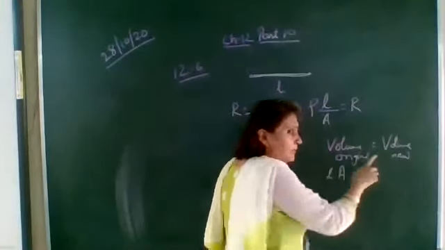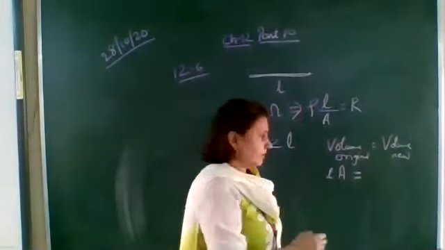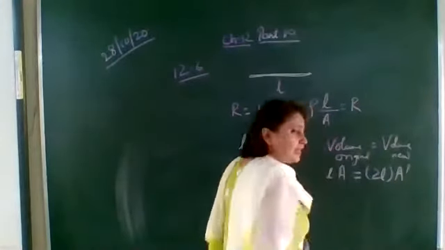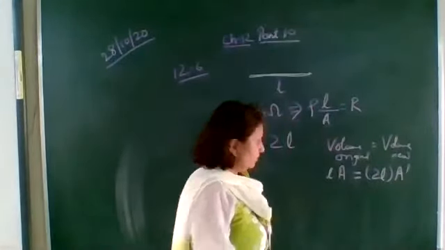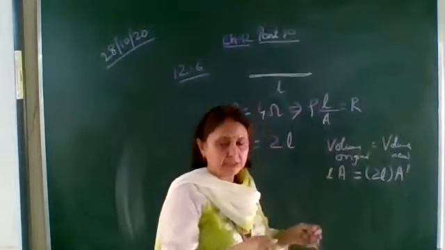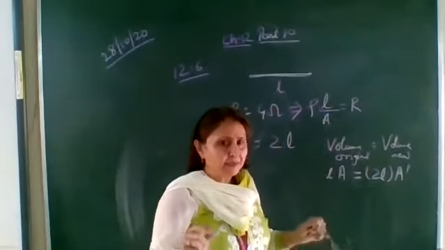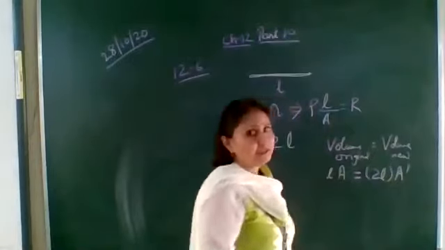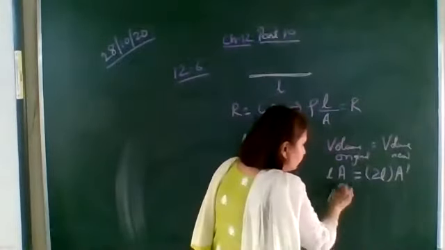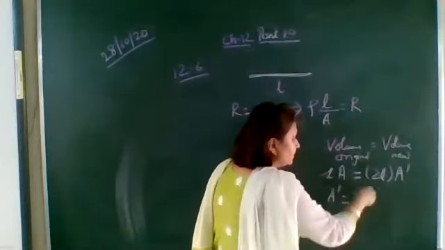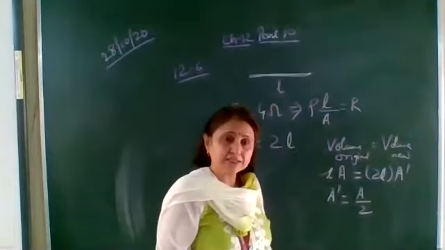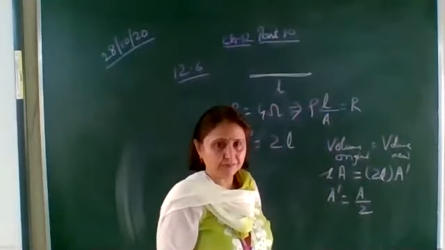Now what will be the new volume after stretching? Length becomes 2L and let the cross-sectional area be A dash. Volume remains the same while we are stretching, so L into A equals 2L into A dash. Let us find the new cross-sectional area, A dash. L and L cancel out, so A dash is equal to A upon 2. That is, the cross-sectional area is half.